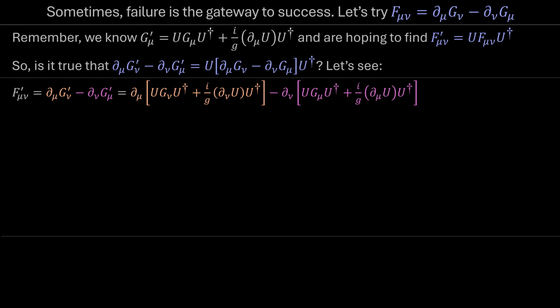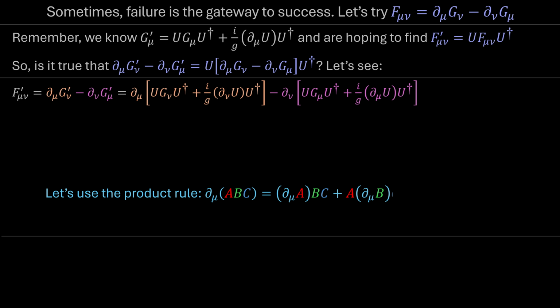So now we have an expression involving G in the original gauge, and all we have to do is see if we can reassemble it into the purple equation shown above. So before we can reassemble something, we have to break it down into its pieces and see what building blocks we have to work with. So to that end, let's go ahead and evaluate these derivatives using the product rule.